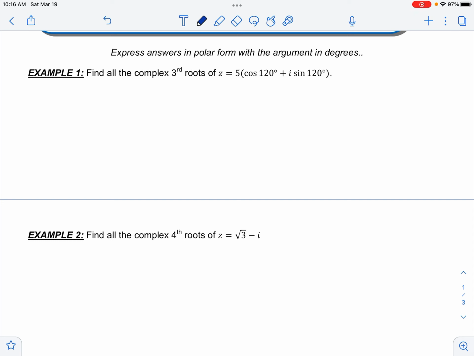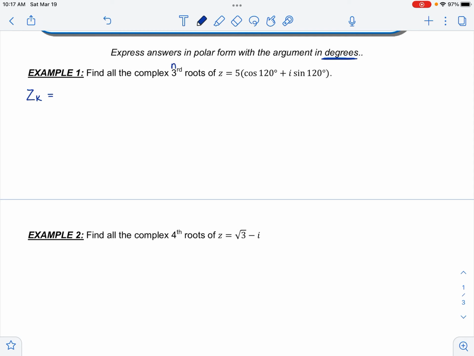All right, so this says express your answers in polar form with arguments in degrees. So we don't have to worry about that 2 pi k. Find all complex third roots or cube roots of this polar number. So I'm going to start by saying z sub k, because I'm going to end up plugging in 0, 1, and 2 to get my 3 complex roots. I'll explain that when we get farther into this.